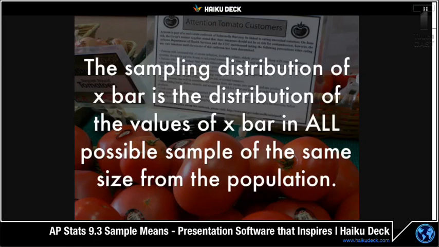The sampling distribution of X bar is the distribution of the values of X bar in all possible samples of the same size from the population. Again, just like proportions, we're not looking at one proportion, we're looking at an infinite number of proportions from an infinite number of samples and looking at all those together. When we look at all those together, that's when they become normal.